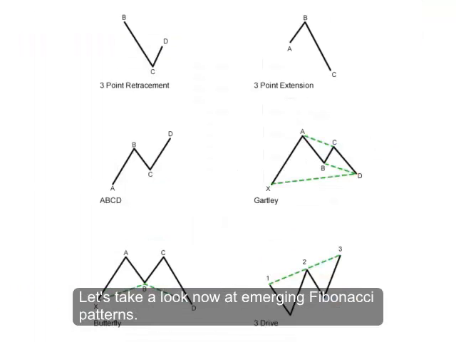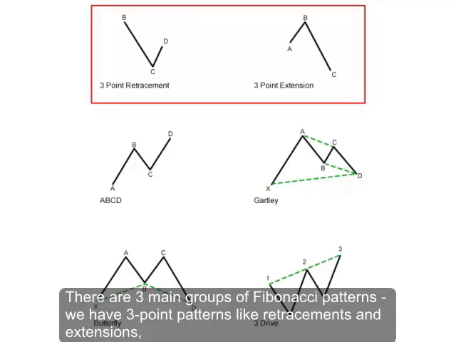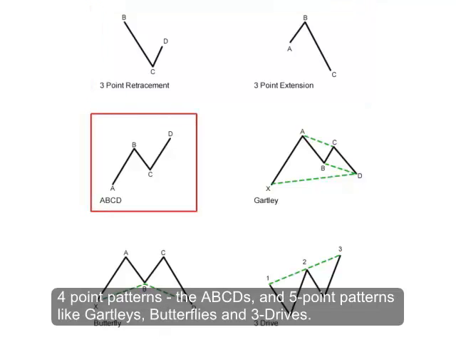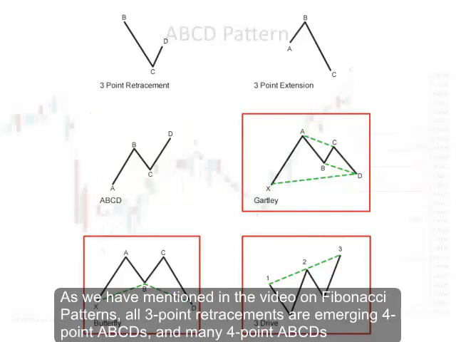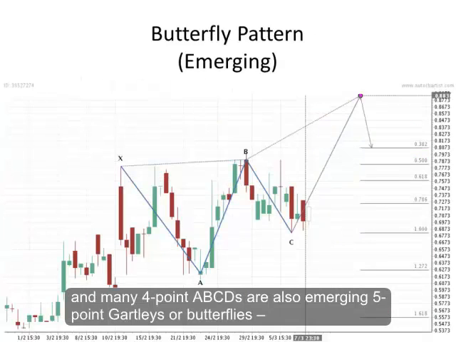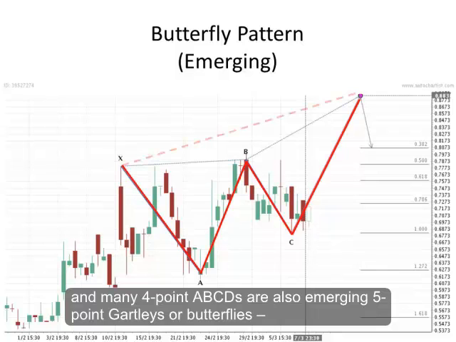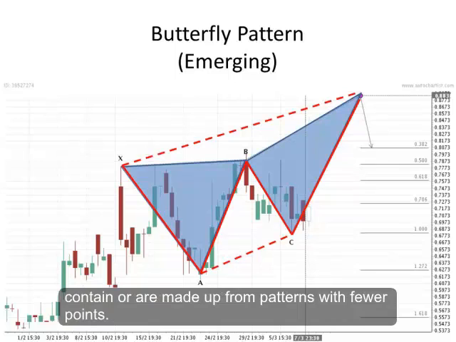Let's take a look now at emerging Fibonacci patterns. There are three main groups of Fibonacci patterns. We have 3-point patterns like retracements and extensions, 4-point patterns, the ABCDs, and 5-point patterns like Gartleys, butterflies, and 3 drives. As we have mentioned in the video on Fibonacci patterns, all 3-point retracements are emerging 4-point ABCDs. And many 4-point ABCDs are also emerging 5-point Gartleys or butterflies.